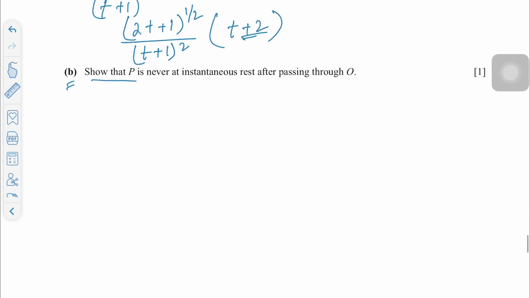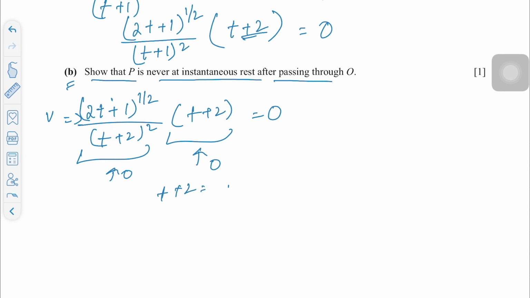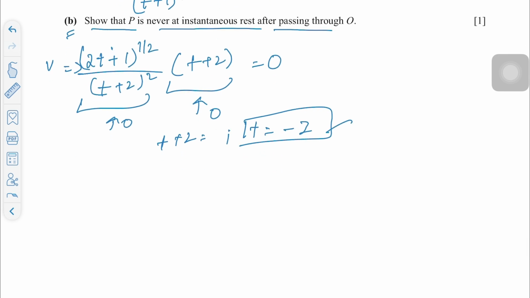Now in part B, we have: show that P is never at instantaneous rest after passing through O, right? So we have to keep the velocity's expression as 0. The velocity's expression is given as 2t plus 1 power 1 over 2 over t plus 2 whole squared, and then t plus 2 is multiplied, equals 0, right? So either this can be 0 or this can be 0. If t plus 2 is 0, then t has to be negative 2, and t can't be negative 2, right? Time can't be negative, right?